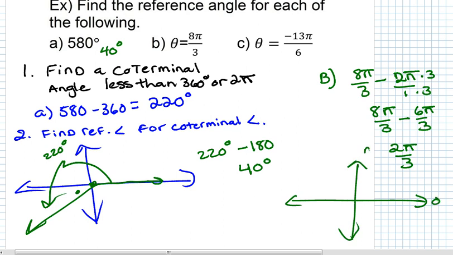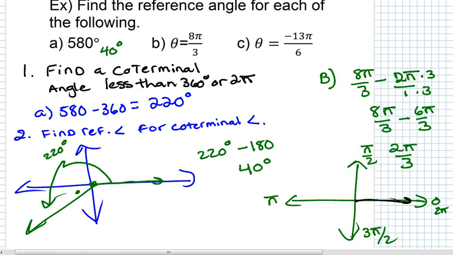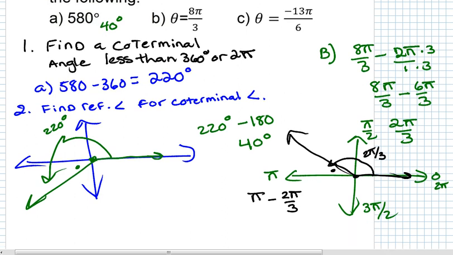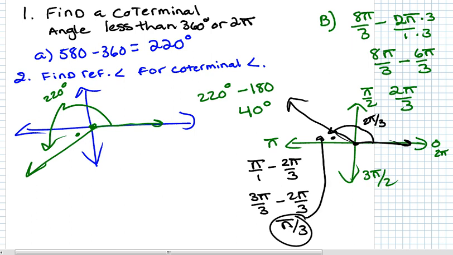remember, you have 0, pi over 2, pi, 3 pi over 2, and 2 pi. So when we rotate, 2 pi over 3 is bigger than pi over 2, but it's not bigger than pi. So here's 2 pi over 3 rotation, and here's our reference angle. So basically we would subtract pi from 2 pi over 3, and notice, getting a common denominator, makes that 3 pi over 3. So basically the reference angle there is pi over 3.